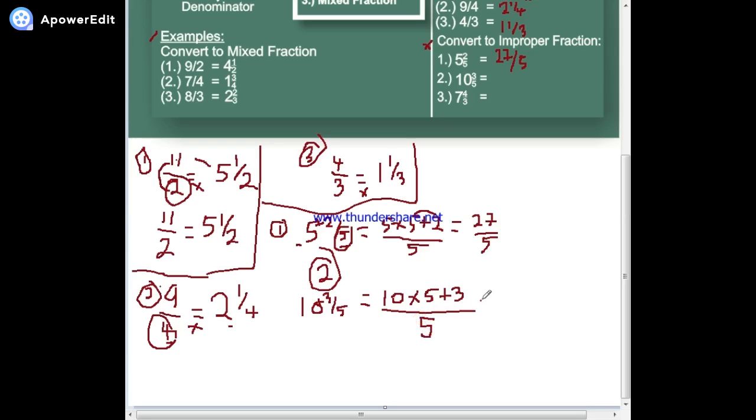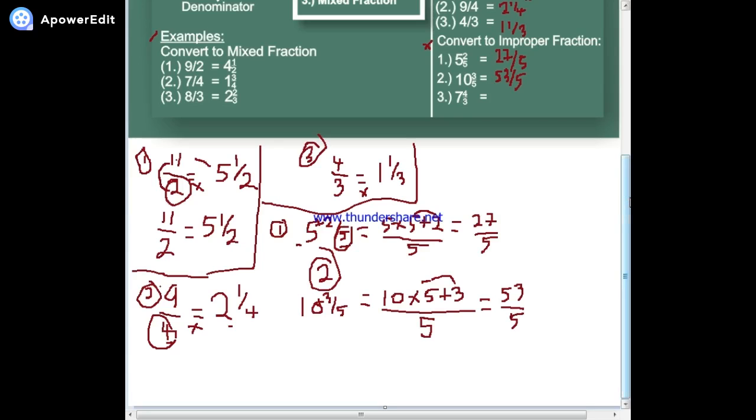So that means we now have 10 times 5 is 50, and 50 plus 3 will give us 53. 53 divided by 5. So this one will give us 53 over 5. Now, the next one, which is the last section there.